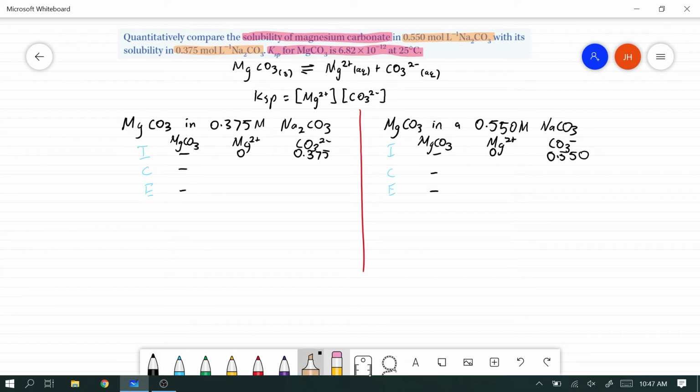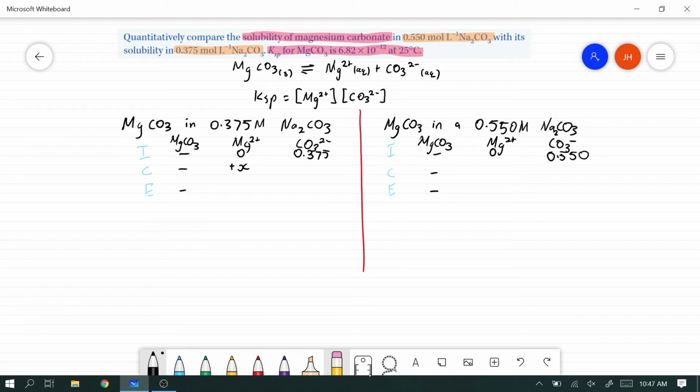And that's because the carbonate ion is in exactly the same ratio as the sodium carbonate units. Should put a 2 here just to fix that up as well. Now, once we get to this point, we know that there's going to be a change in concentration. Some of the magnesium carbonate is going to dissolve.